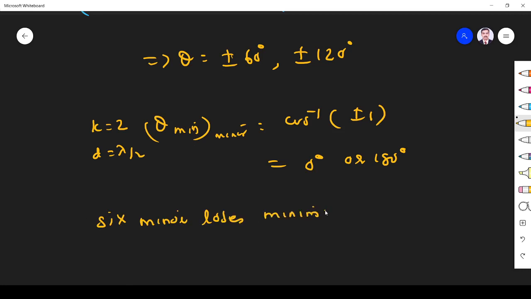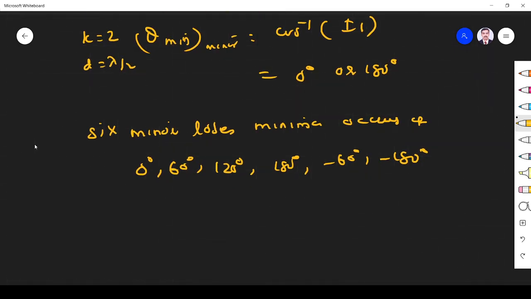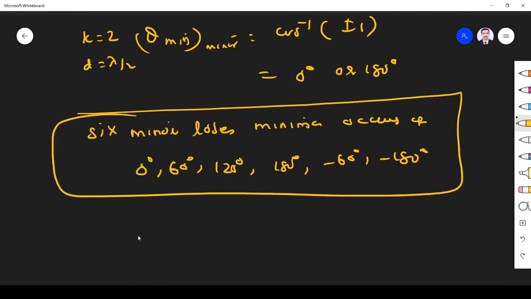minima occurs at, here you see 0 degree, 60 degree, 120 degree, 180 degree, minus 60, minus 180, minus 60, minus 180. So these are all minor lobe minima direction, right? So next we find half power beam width.